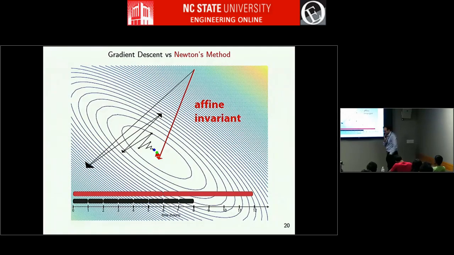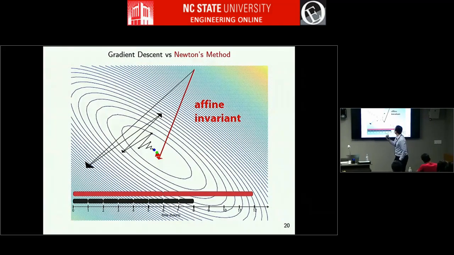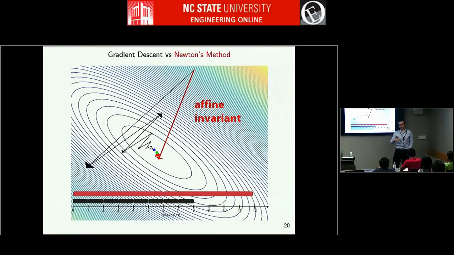So theoretically, they have this affine invariance property. So what does this mean? So if I take this function and multiply x with an affine transformation, transform x to t times x plus b, Newton's method is invariant. It will take the same steps.